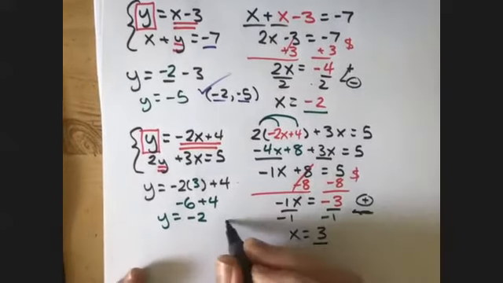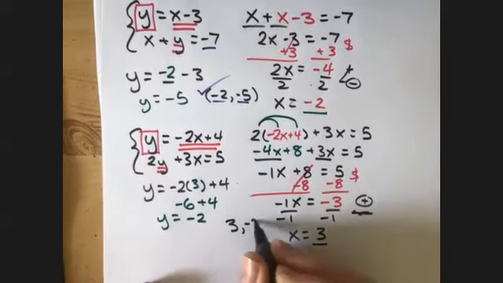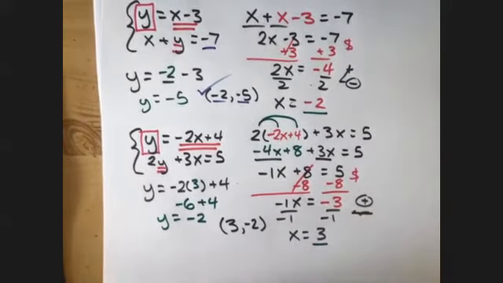So x goes first, 3. We solve for x first every time. That's a bummer, and y is negative 2. It happens other ways. That's okay. Maybe the next one will be like that.